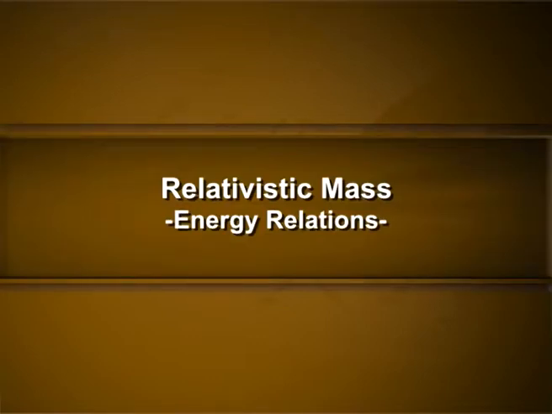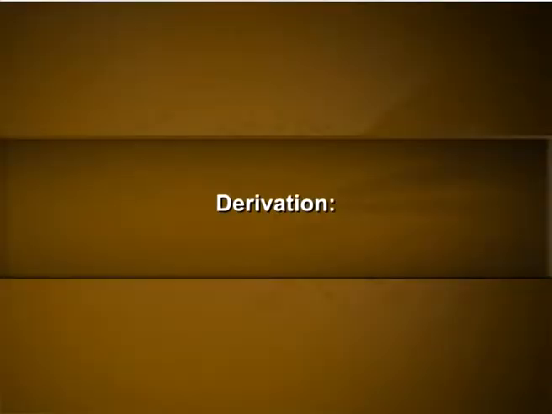Relativistic mass energy relations. The relativistic energy of a particle having relativistic mass m is given by E is equal to mc square. But there is no relation connecting mass and energy in classical physics. Derivation. According to Newton's second law of motion, force is defined as the rate of change of momentum, that is F is equal to d by dt of mv.